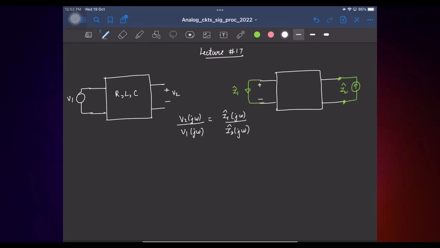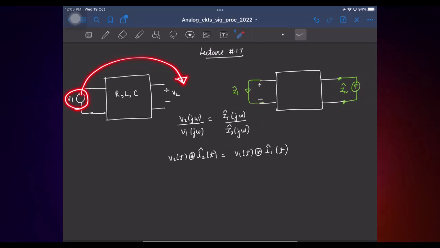And in time domain, what does it translate to? Yeah, so V2 of t convolved with I2 hat of t is V1 of t convolved with I1 hat of t, right? And of course, we know for the other combinations of input and output, what is the corresponding excitation we have to apply. So if you stare at this, this says that the transfer function from the input voltage V1 to the output V2 is the same as the transfer function from the current I2 hat to the current I1 hat.